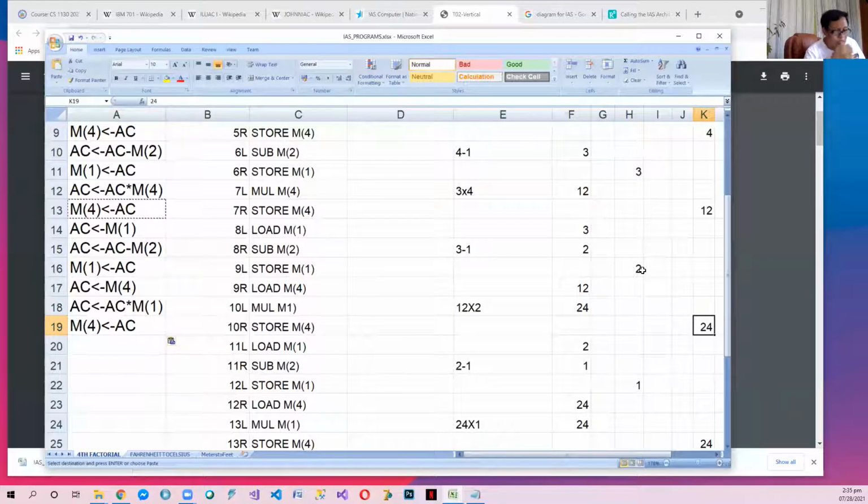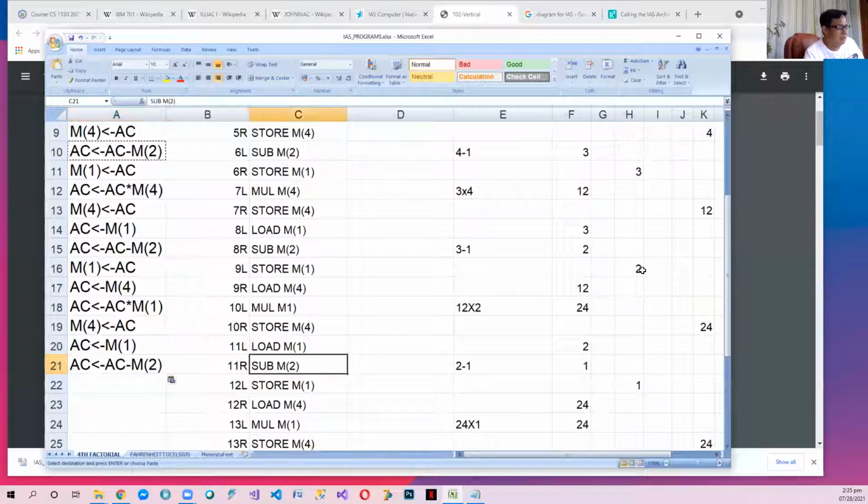The next thing to do is to compute the next multiplier. The current multiplier is 2. So we load M1. So AC receives M of 1. This one. We follow. And then we sub M2. Do we have a sub M2? Yes. AC receives AC minus M2.